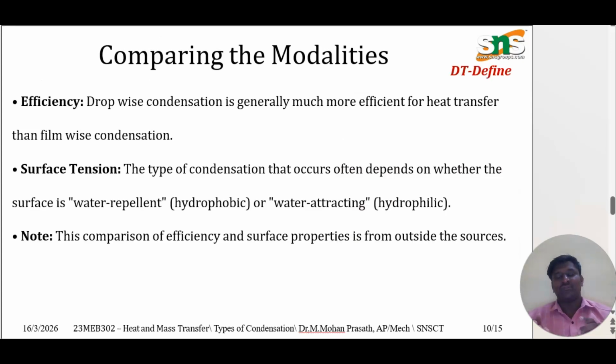Next, a comparison of film-based and drop-based condensation. In terms of efficiency, drop-based condensation is generally much more efficient for heat transfer when compared to film-based condensation. The formation of film-based or drop-based condensation mainly depends on surface tension. A surface may be water repellent, which is hydrophobic, or water attracting, which is hydrophilic.